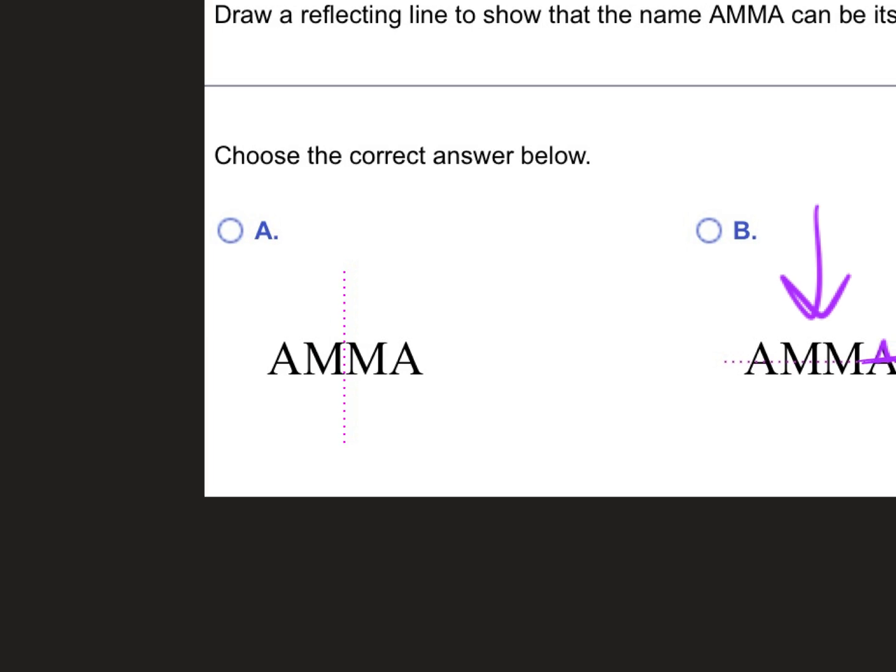Now this one is promising. If I fold here, then this M is going to match this M, and this A is going to match this A. Now it doesn't happen with every letter or every word. They have a special name, I can't remember what it's called. It just happens like that because this A is symmetric vertically.